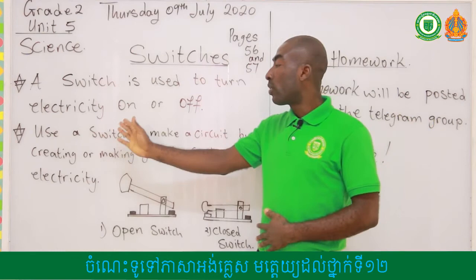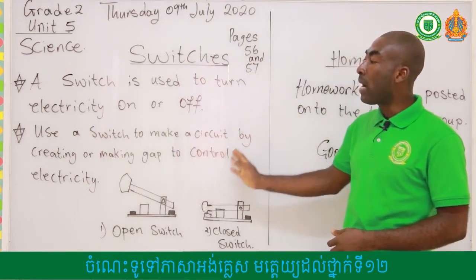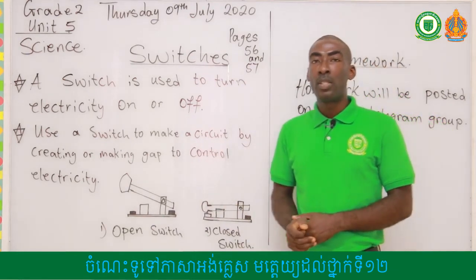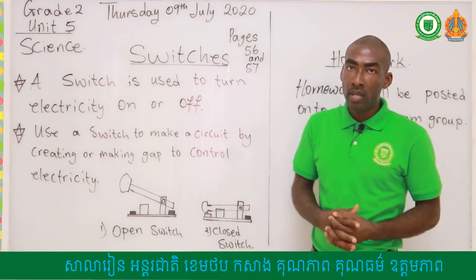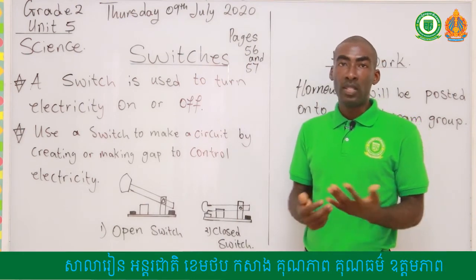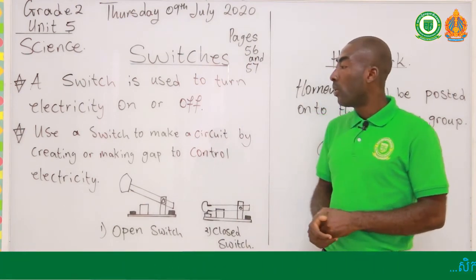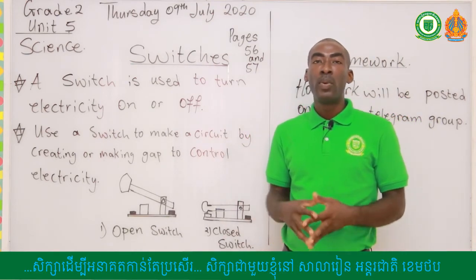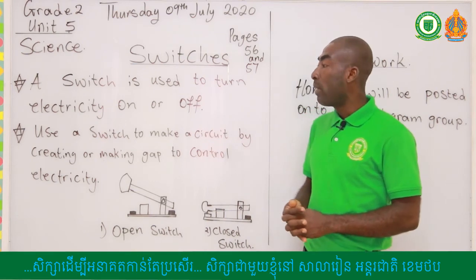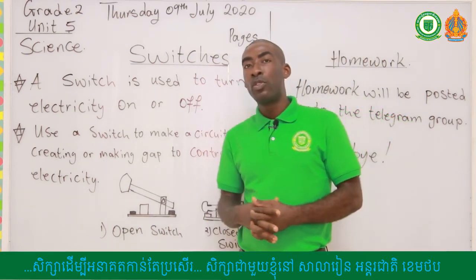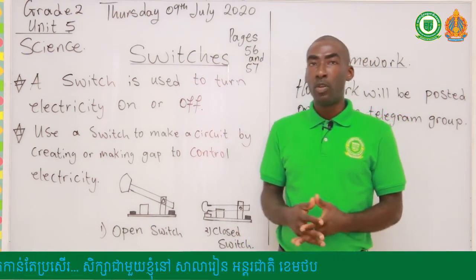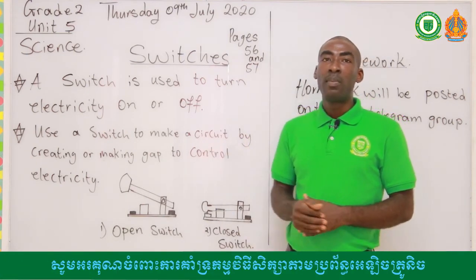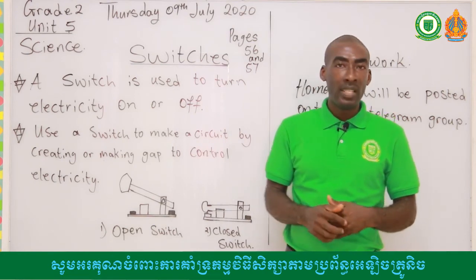We also use a switch in a circuit by creating or making a gap to control the electricity flow within the circuit. I hope you remember what a circuit is. So after identifying the components that you have to use whenever you are making a circuit, I believe that in your various homes you can make a circuit to demonstrate to your parents and friends how well you have studied something from school. Okay, that is very good.